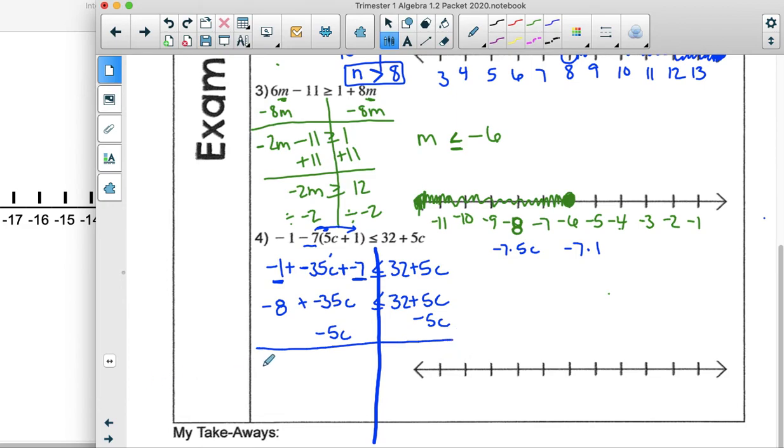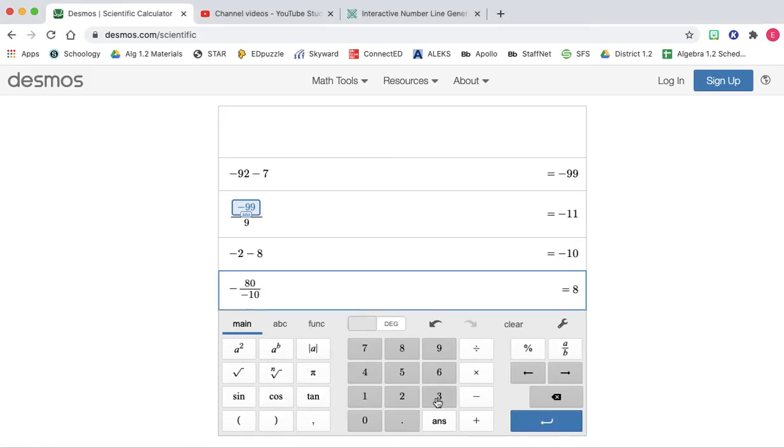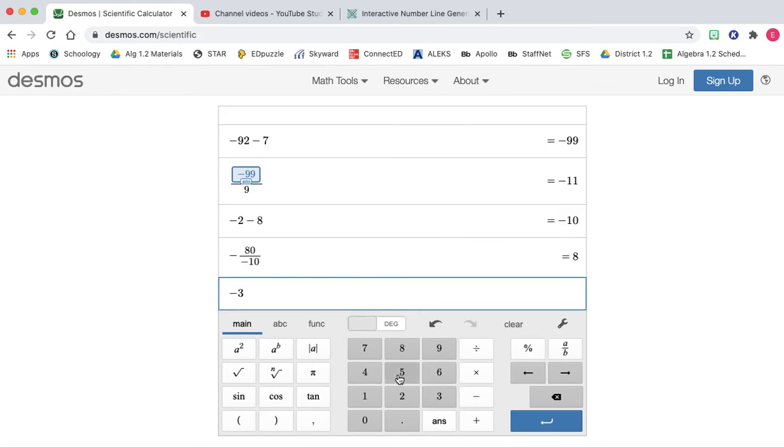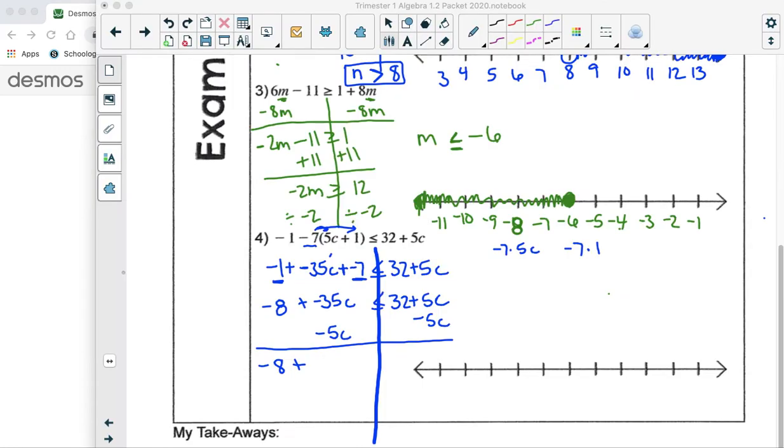Okay, so we have negative 8 plus negative 35 minus 5. If that's challenging, that's okay. Negative 35 minus 5 is negative 40, so negative 40c. We didn't multiply or divide by a negative, so it stays less than or equal to, and this is a positive 32.